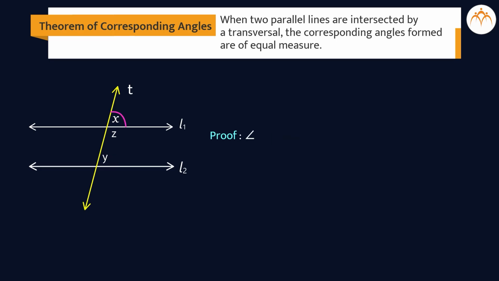Proof: angle X plus angle Z equal to 180 degrees, equation 1, because it is a linear pair of angles. Angle Z plus angle Y equal to 180 degrees, equation 2, according to the interior angles property of parallel lines. Therefore, angle X plus angle Z is equal to angle Z plus angle Y from equations 1 and 2. Therefore, angle X is equal to angle Y. Similarly, we can prove that the other three pairs of corresponding angles are of equal measure.